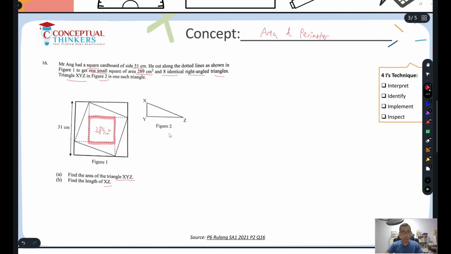Now, in order to get the area of XYZ, we can see that there are 8 triangles. Let me just use another color to indicate: 1, 2, 3, 4, 5, 6, 7, 8. Every one of them is equal to triangle XYZ. So to get the area of one triangle, we must first take the big square minus away the small square in terms of the area, so that we get the 8 triangles. Then from there we can divide by 8 to get one triangle.